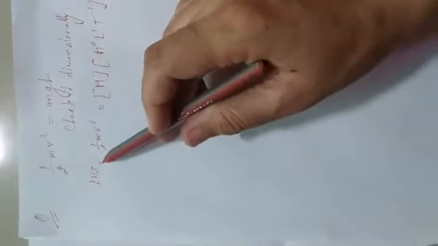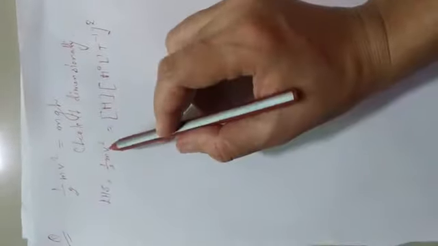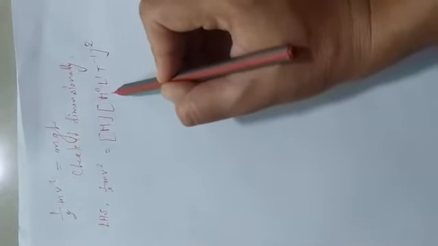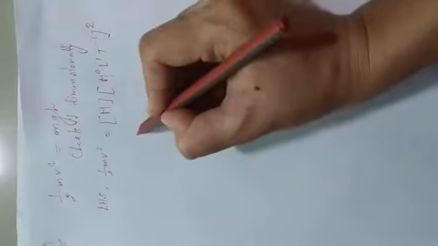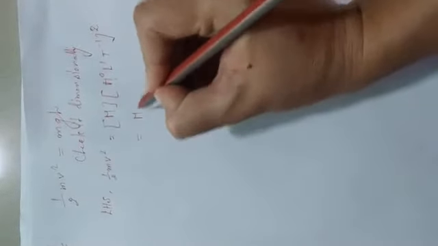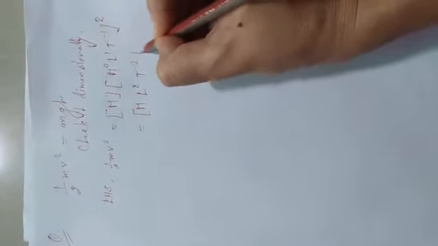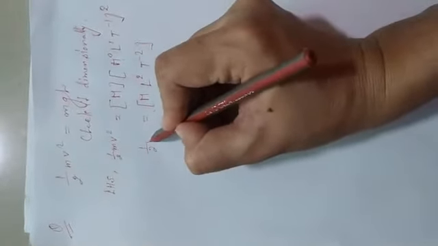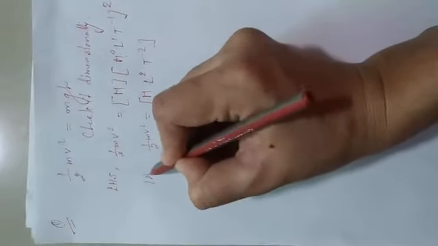First we will take the left hand side, half mv square, and write the dimensional formula of these terms. The dimensional formula for m, and this one is the velocity. The dimensional formula of velocity is M0 L1 T minus 1, all square. Then we will solve it. We will write M, L2 because there is a square, and T minus 2. This is half mv square, that is the LHS.